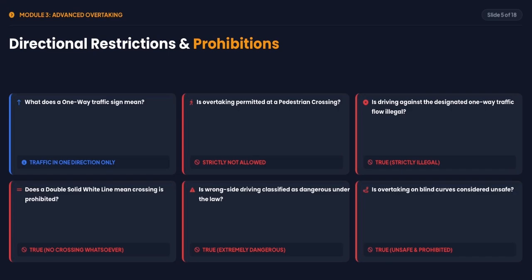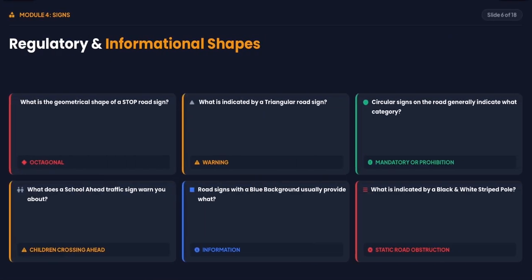Is wrong side driving classified as dangerous under the law? True, it is extremely dangerous. Is overtaking on blind curves considered unsafe? True, it is considered unsafe and must be prohibited. Module 4: Regulatory and Informational Shapes.